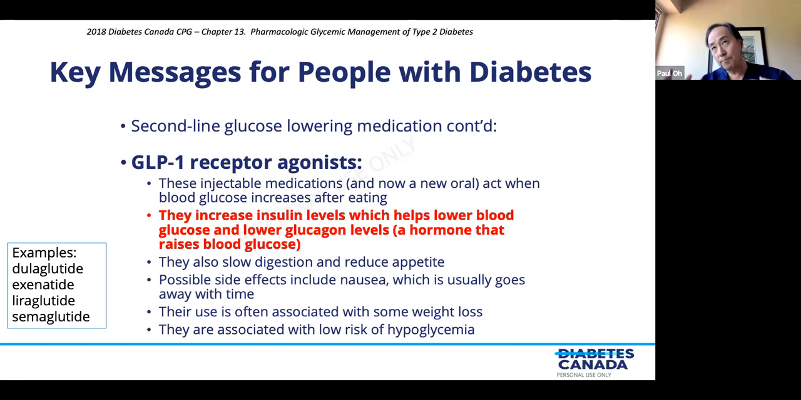So again, kind of rebalancing some of our hormonal responses to sugar. They also slow digestion and reduce appetite. Some people will actually experience nausea. The result of all of this stuff is that we have a better balancing of our sugar profile, and encouraging some people to actually lose weight along the way. So very nice kind of rebalancing of profile. And they are associated with a very low risk of hypoglycemia. So we don't go too high and we don't go too low, but we're better balanced overall in response to these kinds of therapies.